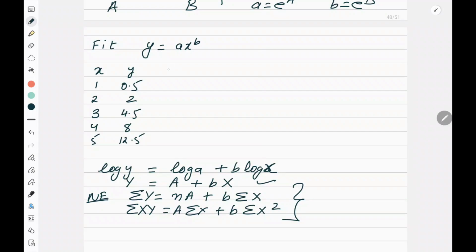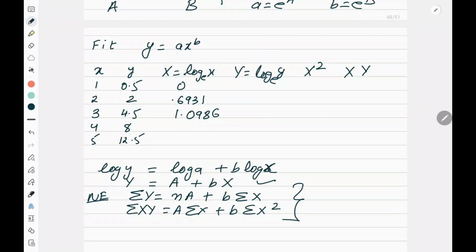x and y are already there. Now I will make capital X, which is equal to log x, and capital Y, which is equal to log y. Then I will make capital X square and then capital XY. So now let us fill the column. If you see the values of capital X, it will be 0, 0.6931, 1.0986. You should pause the video, calculate and then cross check.